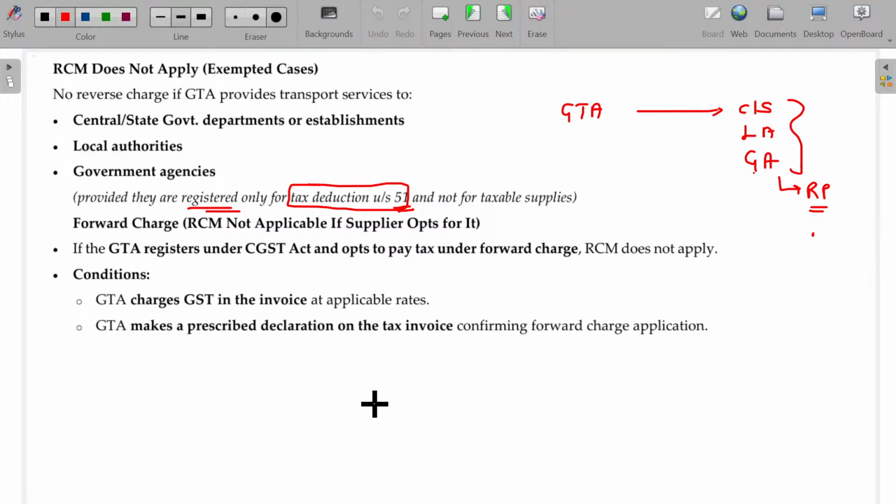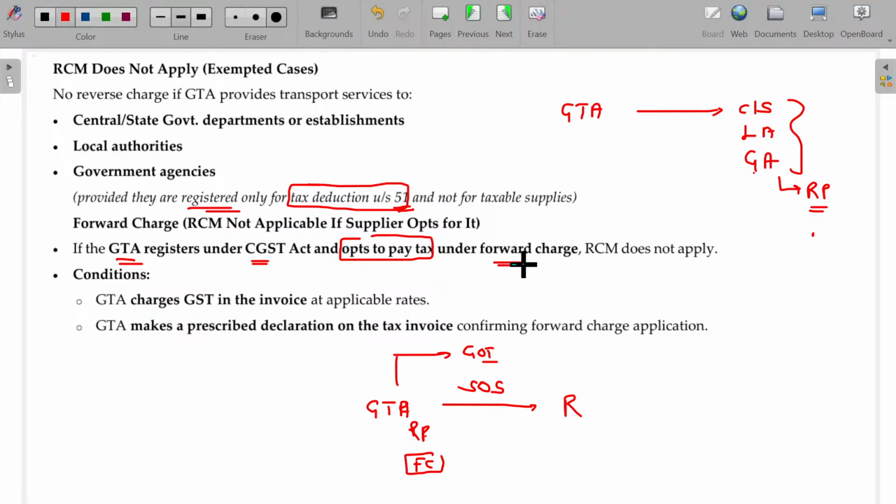Suppose GTA being the registered person and he is also paying the tax under forward charge, rendered service to various recipient, supply of services, especially GTA services. If GTA opts for the forward charge, then GTA can pay the GST to Government of India directly. It's an option. It is option only. See, if the GTA registered under CGST Act and opts to pay the tax under forward charge, in that case, recipient just pays the consideration, GST is payable by the GTA. It is option. It is option.